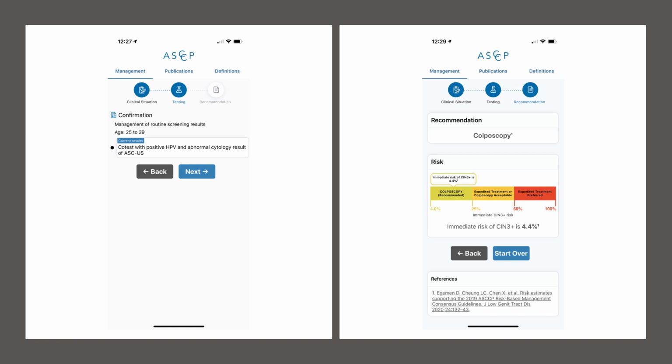So you can see that the risk is greater than or equal to 4%, and in this case the immediate risk for CIN3 is 4.4%. So we see the management recommendation, we don't see the surveillance recommendation, and you can see that it has identified what that immediate risk is and where it falls on that continuum. So not only can you talk to your patient about what the recommendation is, but you can also talk to them about what the specific risk is.